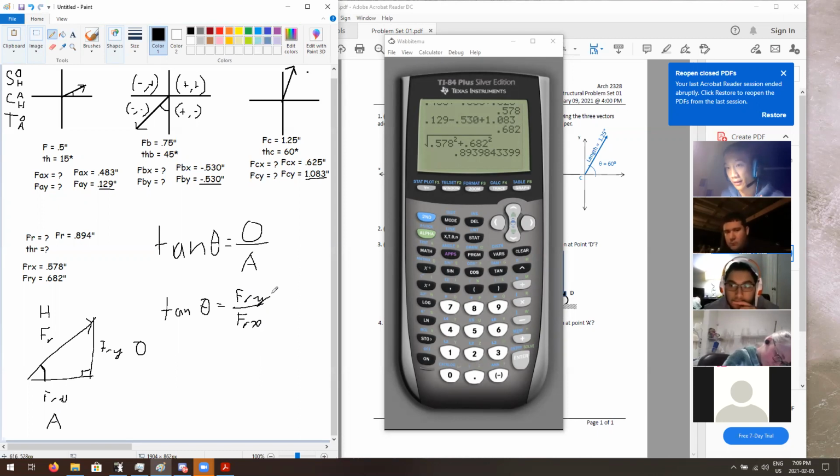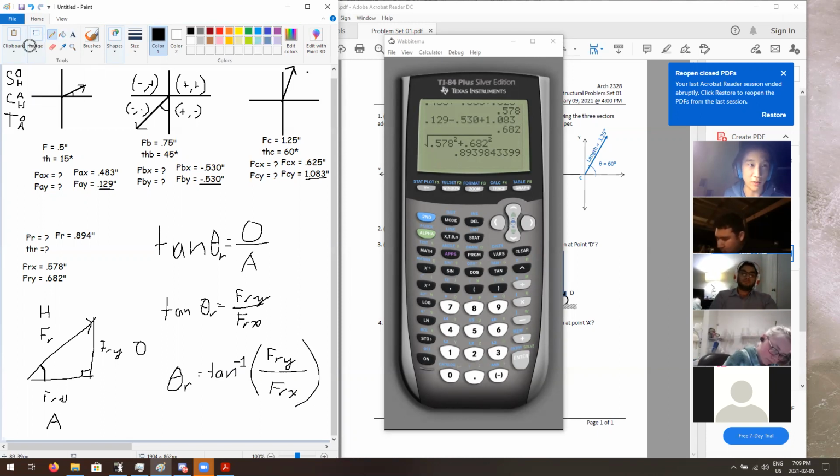Now we gotta isolate the theta because we're looking for theta sub r. How do we do that? Inverse tangent. Take the inverse tangent. So inverse tangent of tangent theta is just theta because those cancel each other out. It's like the square and the square root thing. Equals inverse tangent of f r y over f sub r x.